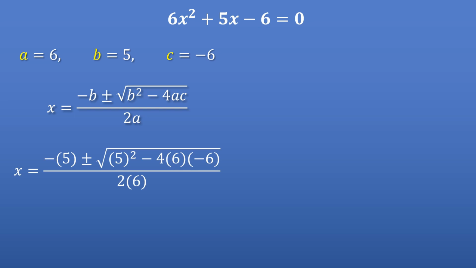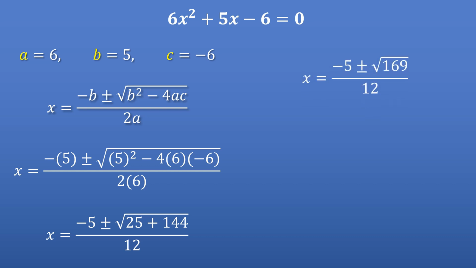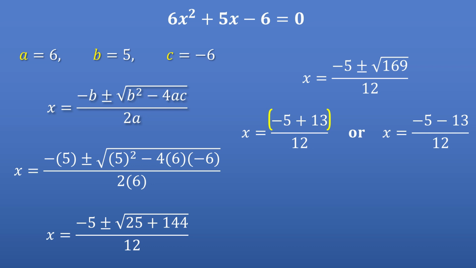5 squared is 25, and minus 4 times 6 times minus 6 is 144. This number plus 25 is 169. The square root of 169 is either plus 13 or minus 13. 13 minus 5 is 8, and minus 5 minus 13 is minus 18. So x is equal to 2 over 3 or minus 3 over 2.